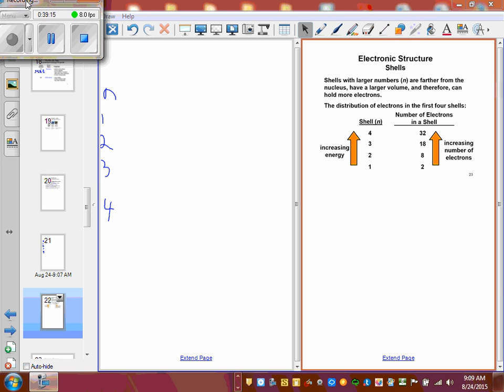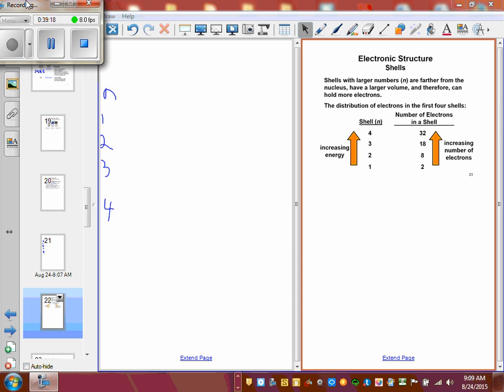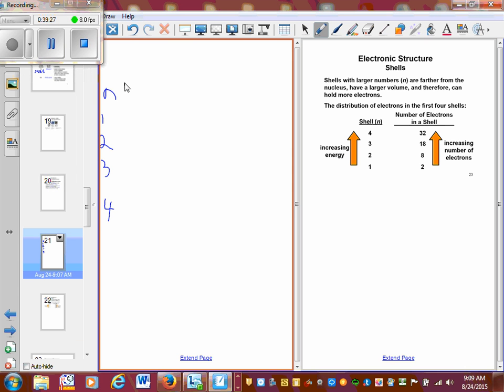The number of electrons in the shell: shell 1 can only have 2 electrons. Shell 2, because it's farther out, you can think of a ball that's farther out has much more space in it, can hold 8 electrons. Shell 3 can hold 18, and shell 4 can hold 32.